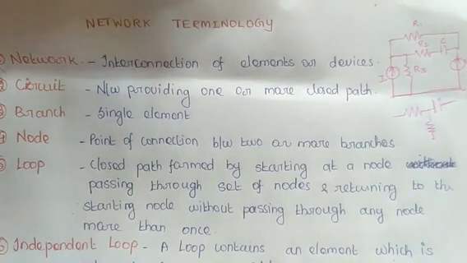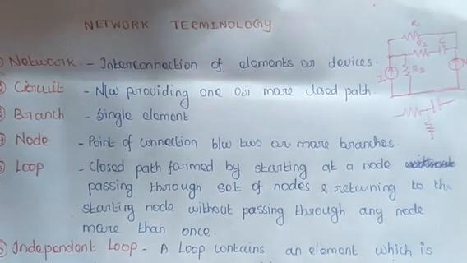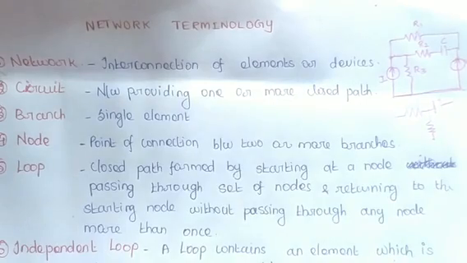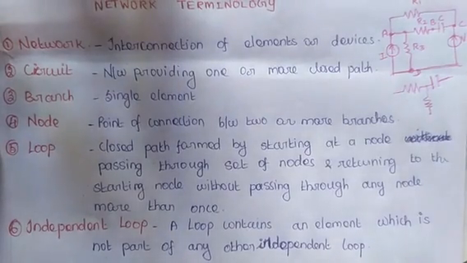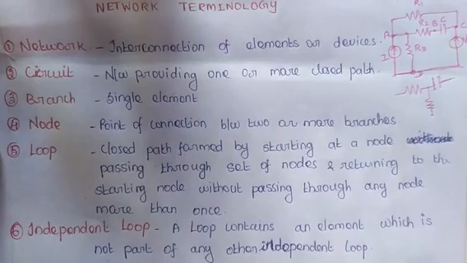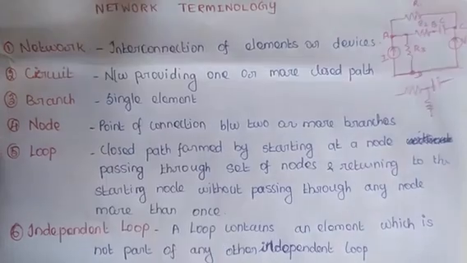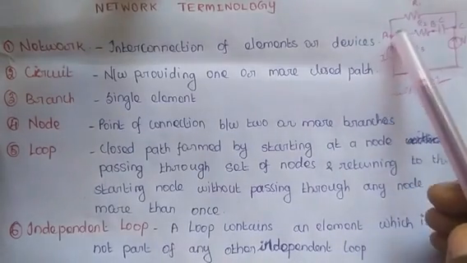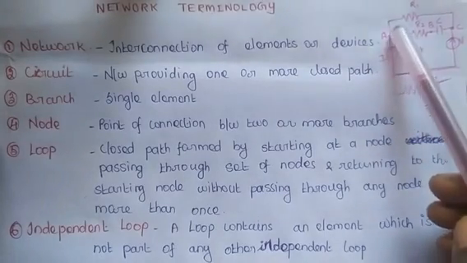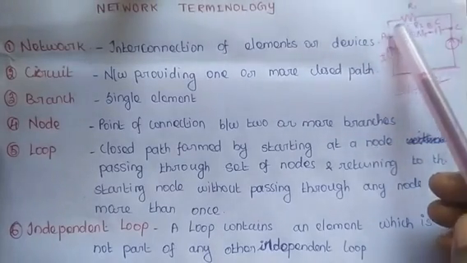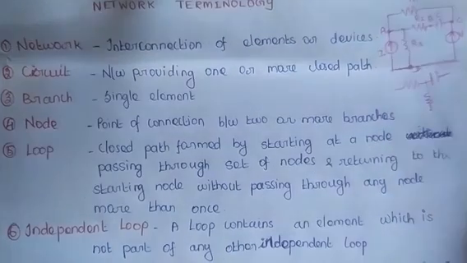A node is a point at which 2 or more elements are connected together. The terminals of the elements are connected directly or through wires. Suppose 2 elements are connected by wires, that connecting point is considered to be a single node. For example, in this network, these 2 points, the current source and the resistors are connected by wire here. So this point should be considered as a single node.